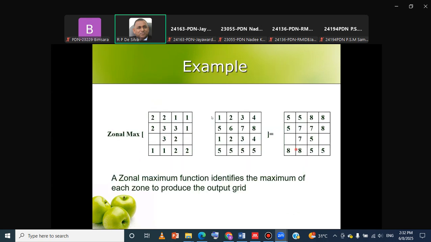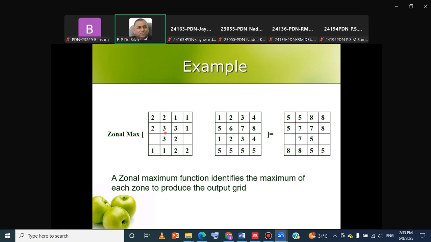Same with zone 2. You have 3 cells. What is the highest value in the 3 cells? 5. These 2 cells, again 5. So you put 5 in the output for all 5 cells. And zone 3, your highest value is 7. So you put 7 for the entire zone. This is the zonal max output from this value grid with respect to the zonal grid that you define here.